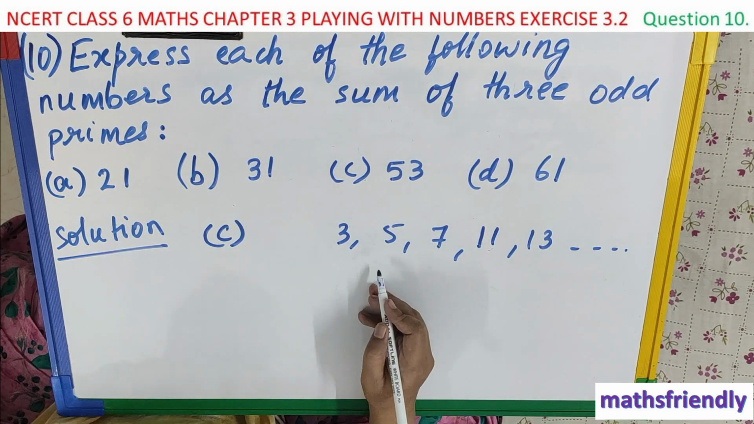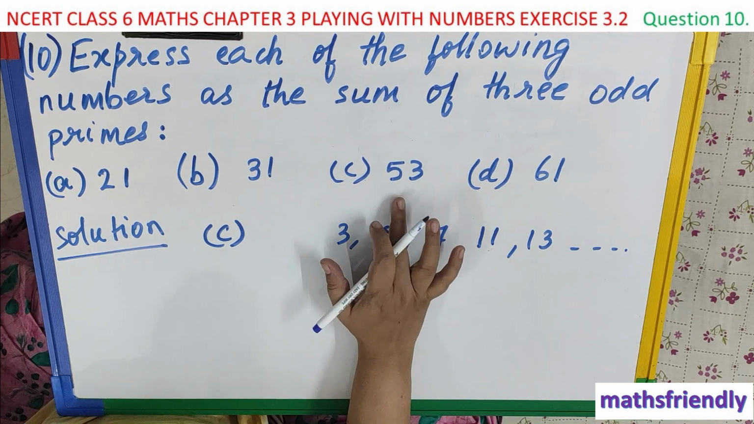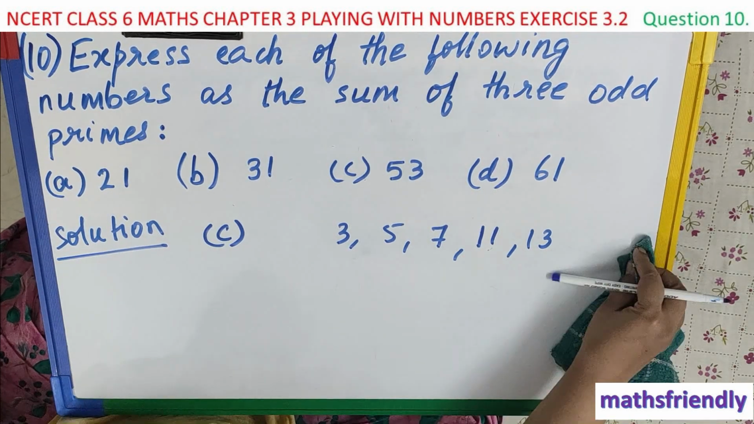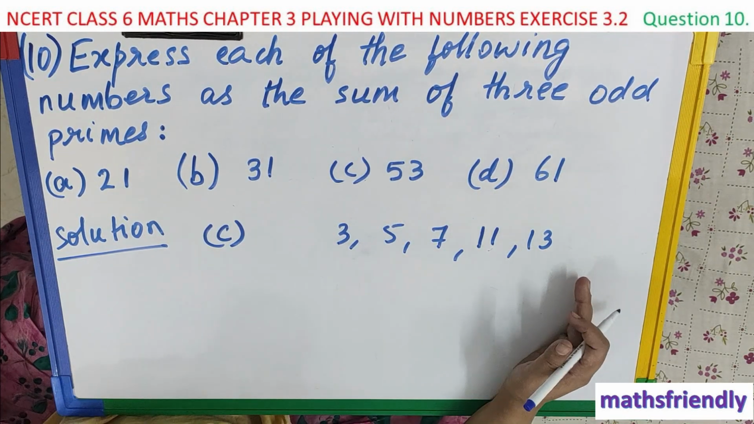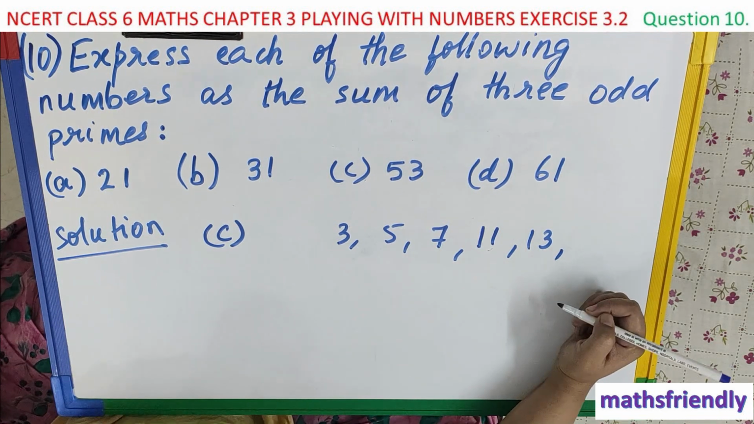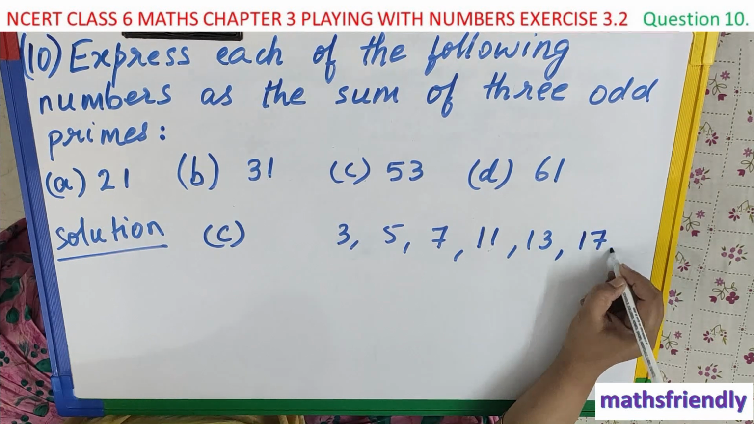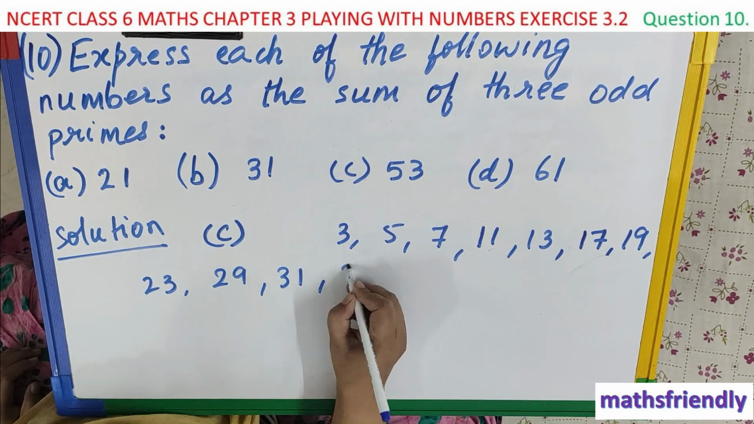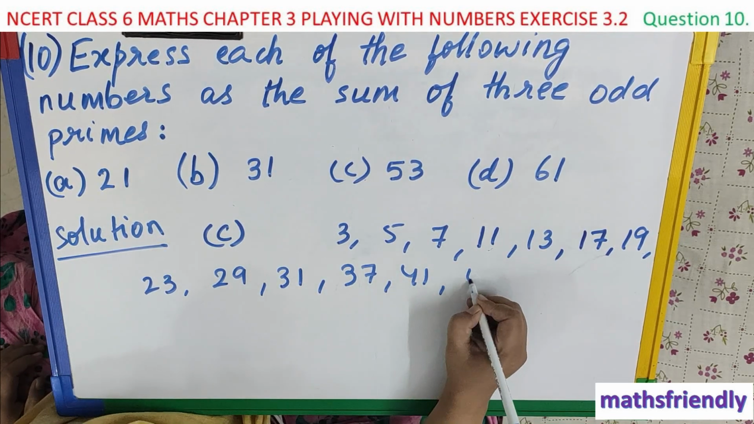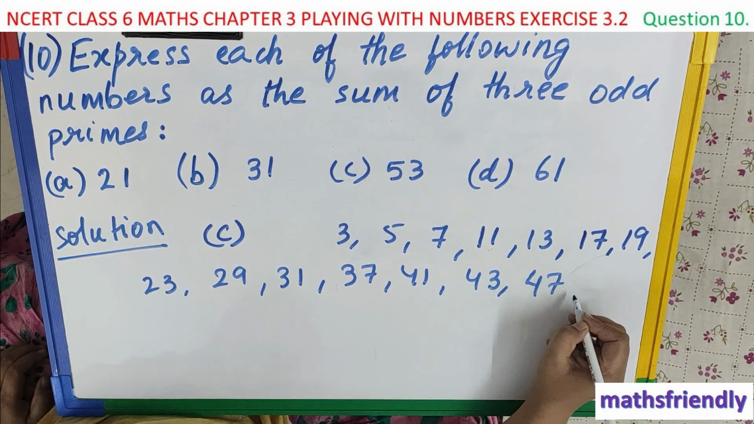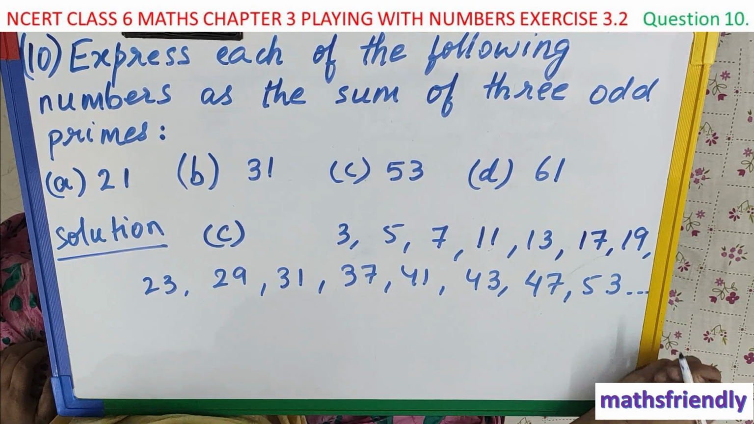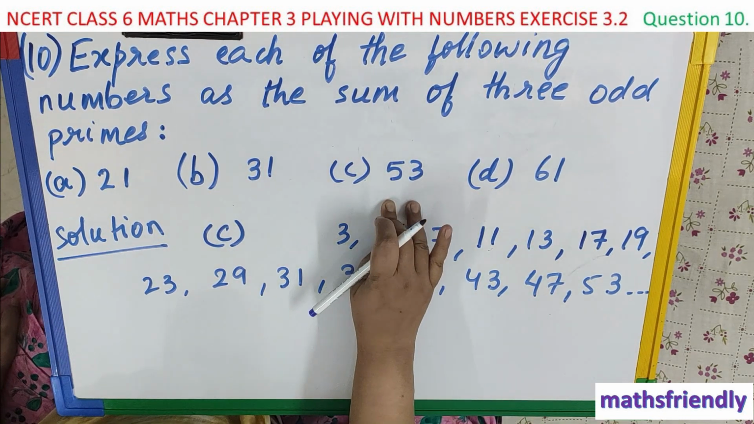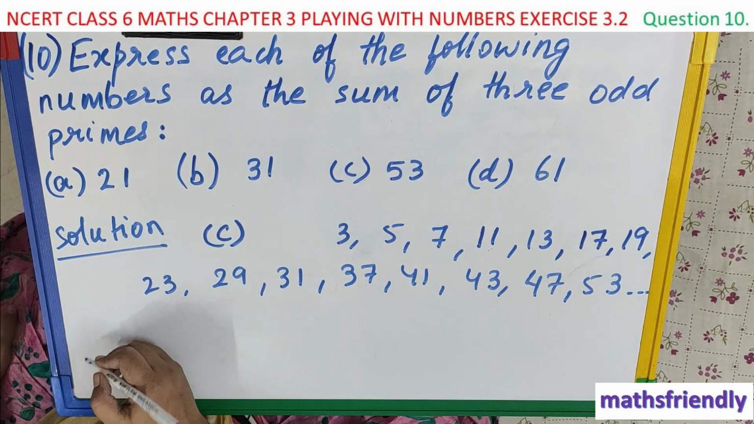And this is the list of odd prime numbers. Since this is a bigger number, 53, we will write some more odd prime numbers, because we may need some more bigger odd prime numbers, right? So the next odd prime numbers will be 17, 19, 23, 29, 31, 37, 41, 43, 47, 53, and so on, right? So why have I taken this bigger number? Because this is a bigger number, so we may need some bigger odd prime numbers.